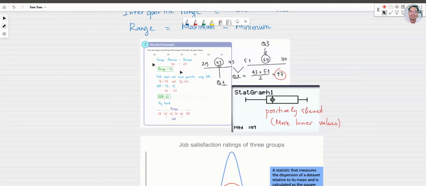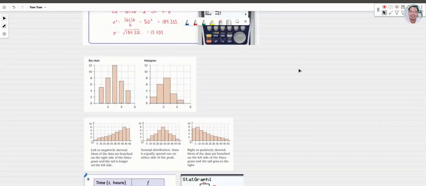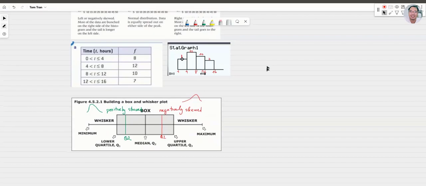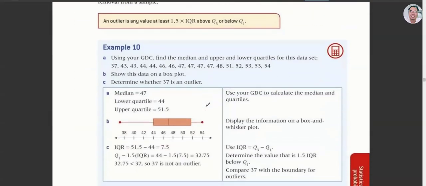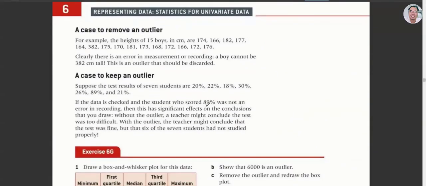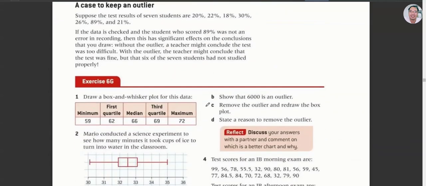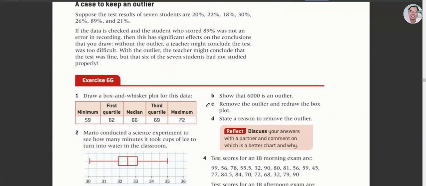So let's practice with some questions in the book. Is there anything else in this topic that we need to learn today? The last thing is the outlier.